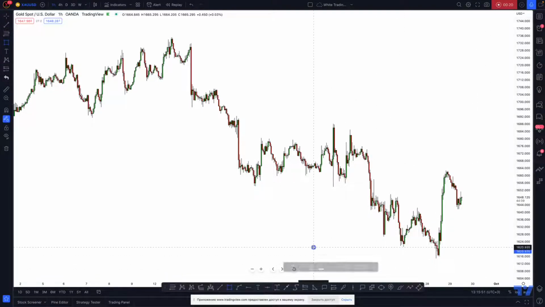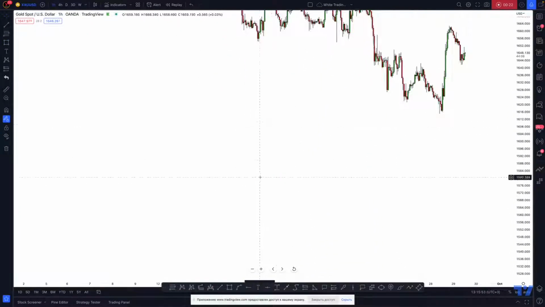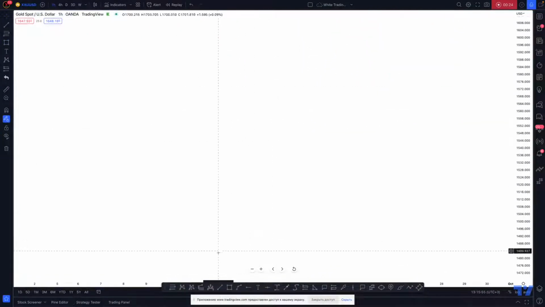So we want to start with the basics, traders. There are a lot of types of triangles. And in this video, we'll discuss the ascending and descending triangle. First, let's start with the ascending one.